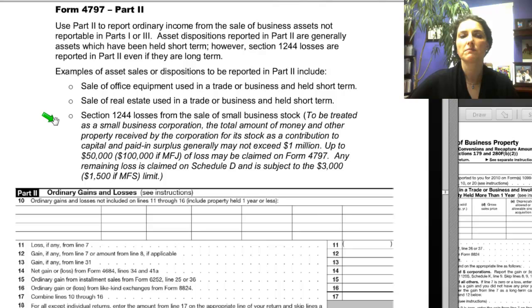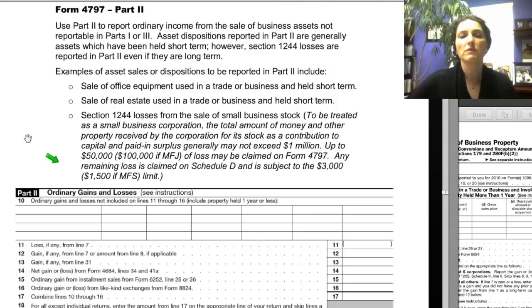To be treated as a small business corporation, the total amount of money and other property received by the corporation for its stock as a contribution to capital and paid in surplus generally may not exceed $1 million. Up to $50,000 of loss, or $100,000 of loss if you are filing jointly, can be claimed on Form 4797, and any remaining loss is claimed on Schedule D and is subject to the $3,000 or $1,500 married filing separate limit.